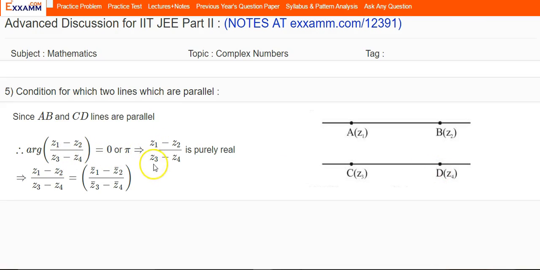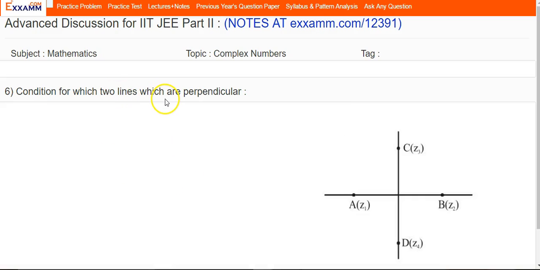So it means again that this is purely real, and if it is purely real, then this would be equal to its conjugate. Writing it as we have done just now, (z1 minus z2) upon (z3 minus z4) is equal to (z1 bar minus z2 bar) upon (z3 bar minus z4 bar). This is the condition for parallelism between two lines whose points are given as z1, z2 on one line and z3, z4 on another line.